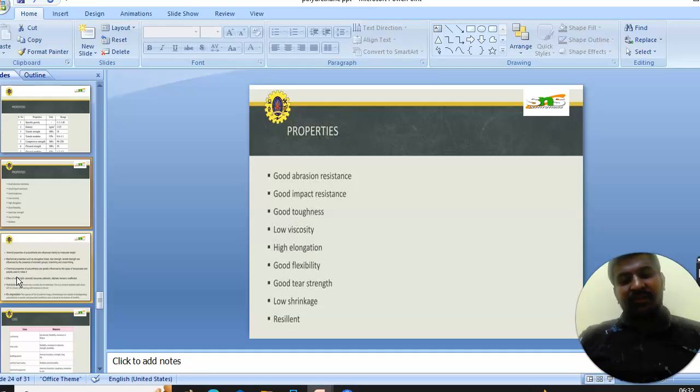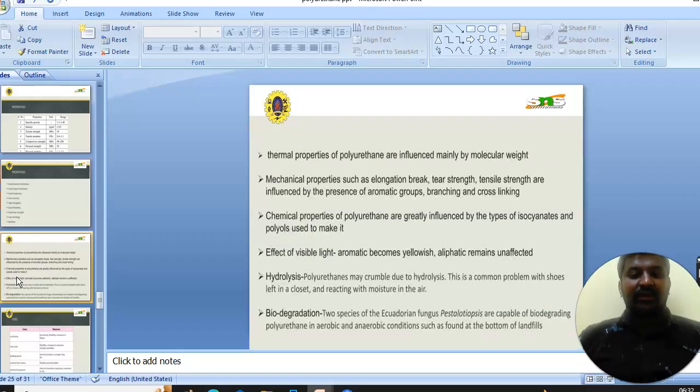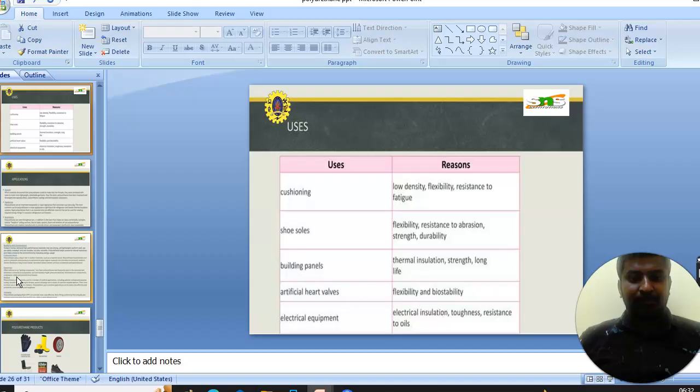The properties of the polyurethane are good abrasion resistance, good impact resistance, good toughness, low viscosity, high elongation, good flexibility, low shrinkage, resilient. The uses of the polyurethane are cushioning, shoe soles, building panels, artificial walls, electrical equipment.